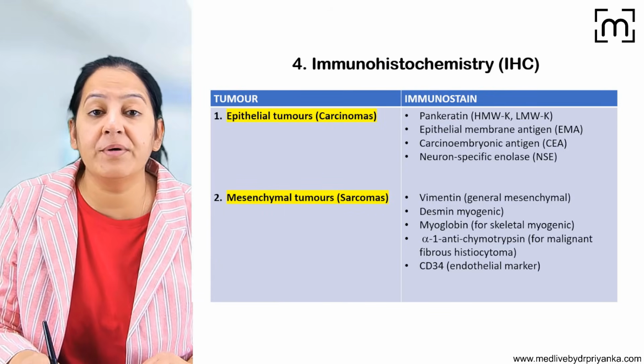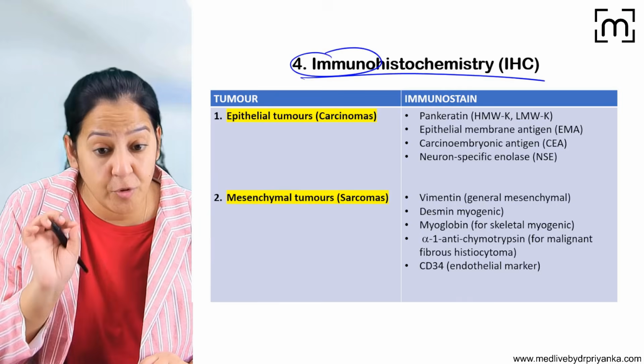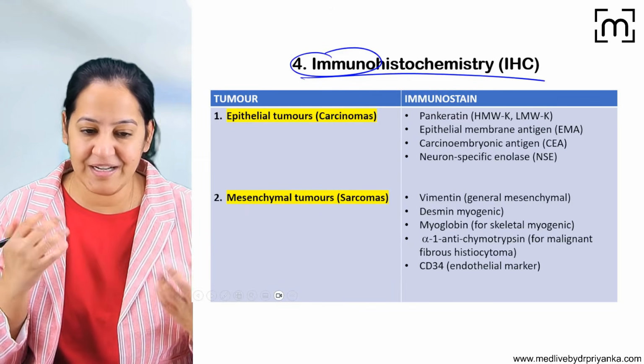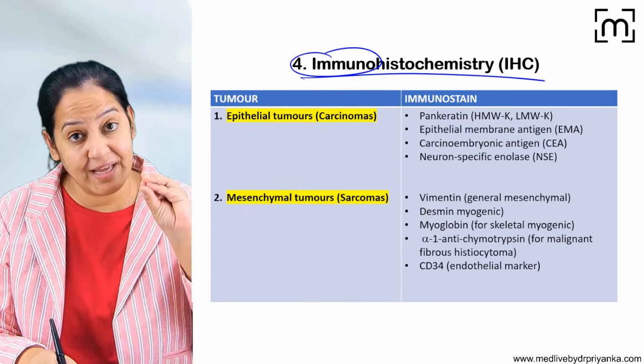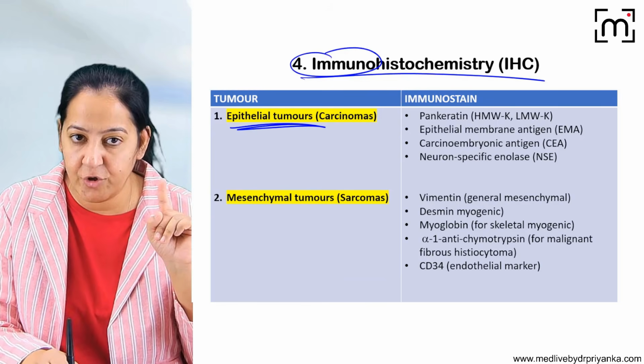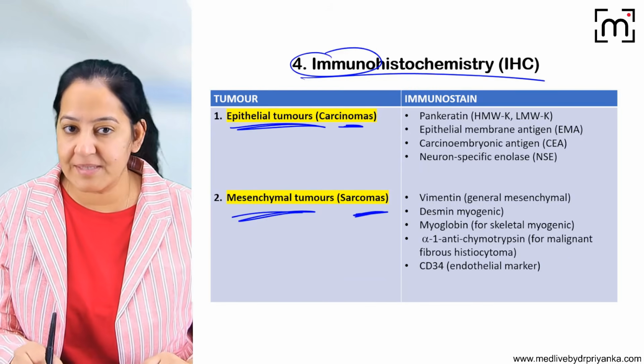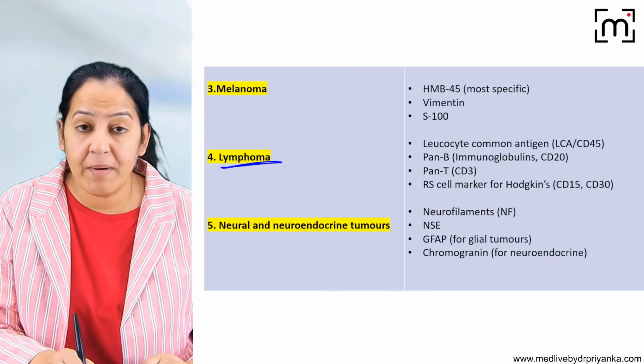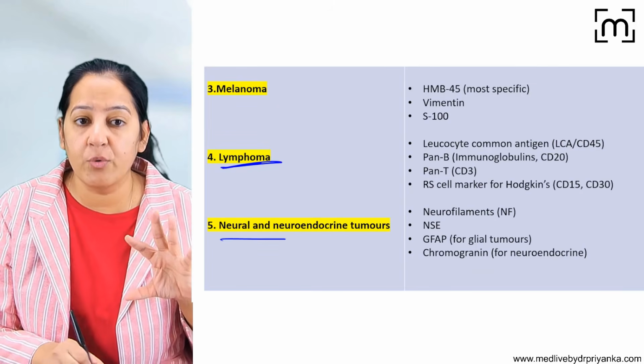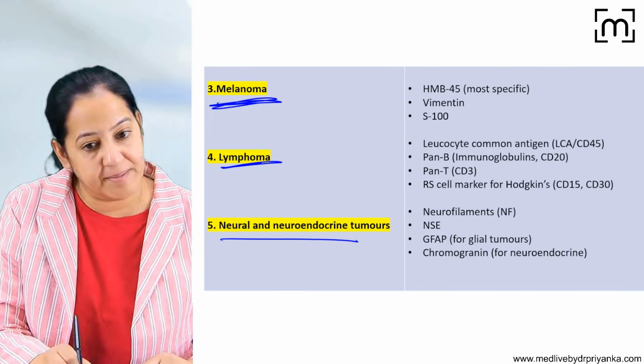Now the next is immunohistochemistry. What do you mean by immuno? Immuno means antibodies. So how many types of tumors are there? There are basically 5 different types of tumors. Epithelial tumors are carcinomas. Mesenchymal tumors are sarcomas. Lymphomas are the lymphoid tumors. Neural origin tumors, and the skin tumors, sometimes melanomas.